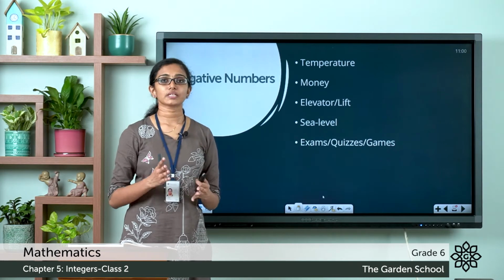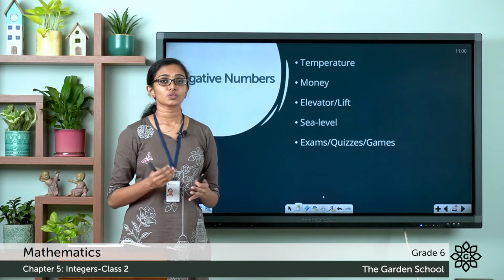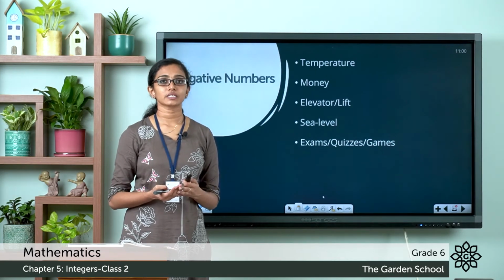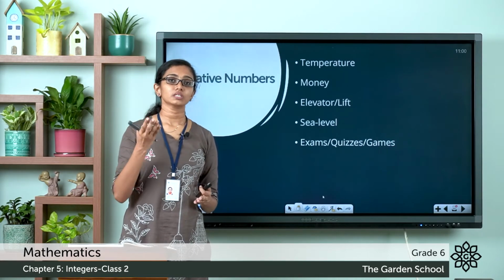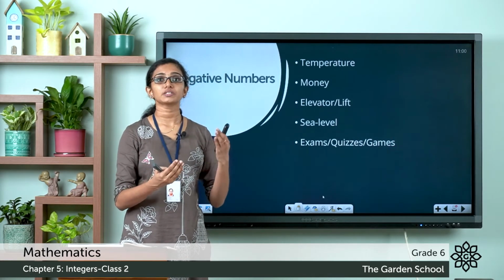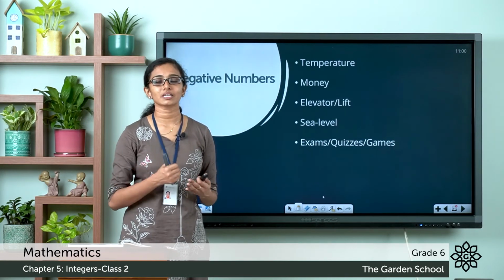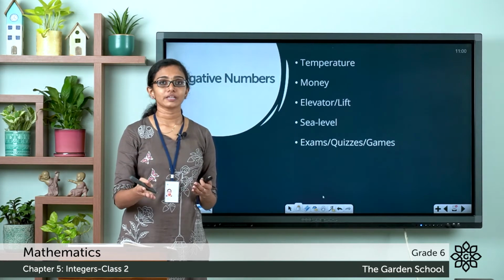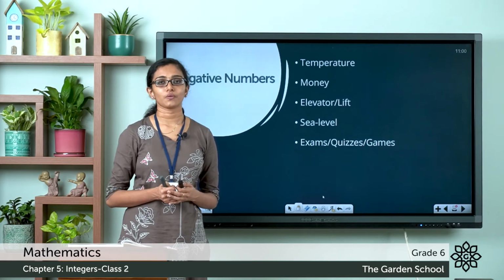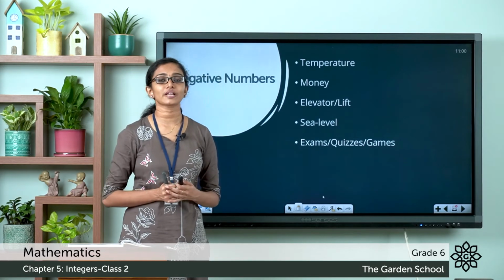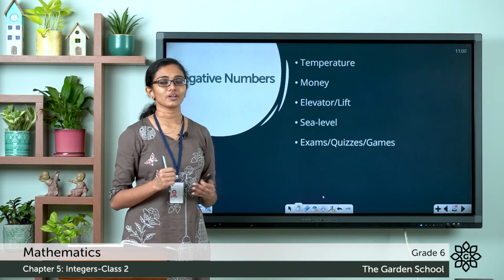Now in elevators and lifts, you all might have used elevators or lifts. So a ground floor is usually represented with the number 0, and all the floors above the ground floor will be marked as 1, 2, 3 and so on. Now what about the floors below the ground floor? You might have seen minus 1, minus 2 and so on to represent floors below the ground floor. So there you are making use of negative numbers. So negative numbers are also used in elevators or lifts.